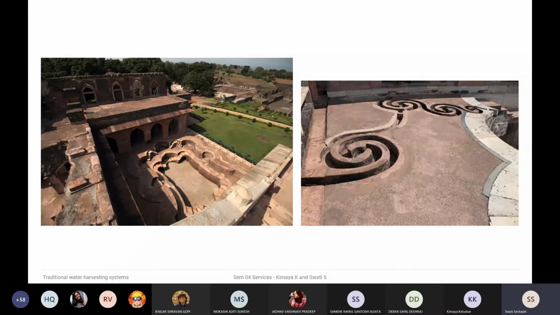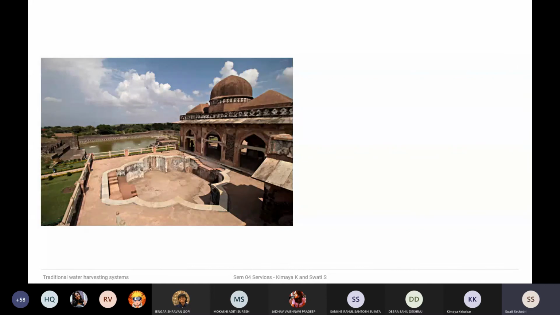So those are some interesting details one notices when you're there. This is the other pool that you have on the first floor. Again, you'll see the same kind of channel entering the pool.